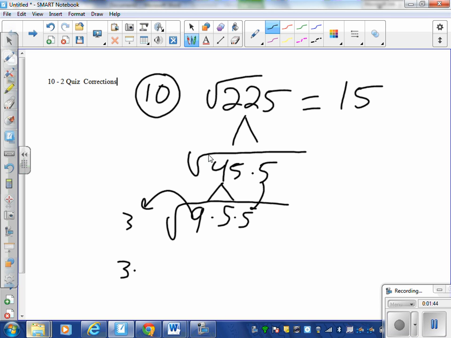Then, if you look inside your square root sign, you have two 5s inside there. Remember the trick. If you have two of the same number in there, it just comes out. Those two cancel out, and that number comes out on the side. So then you're left with 3 times 5, which is 15.